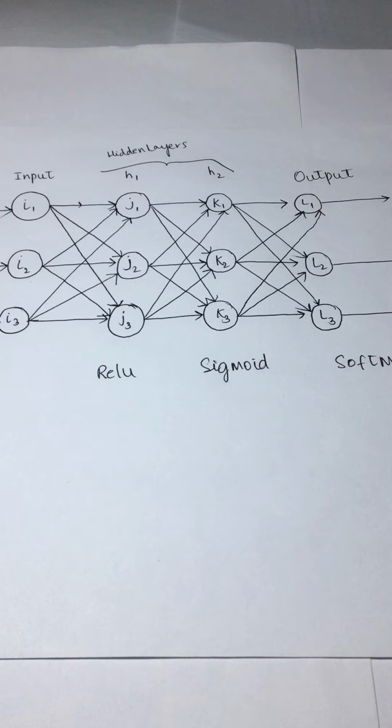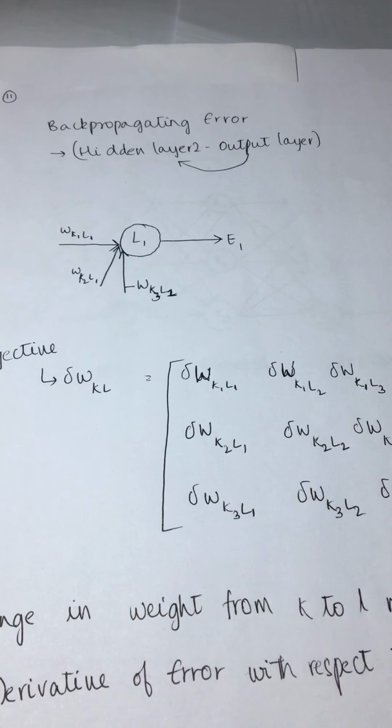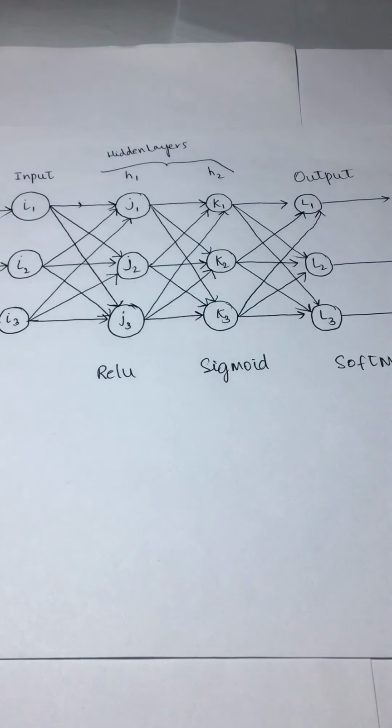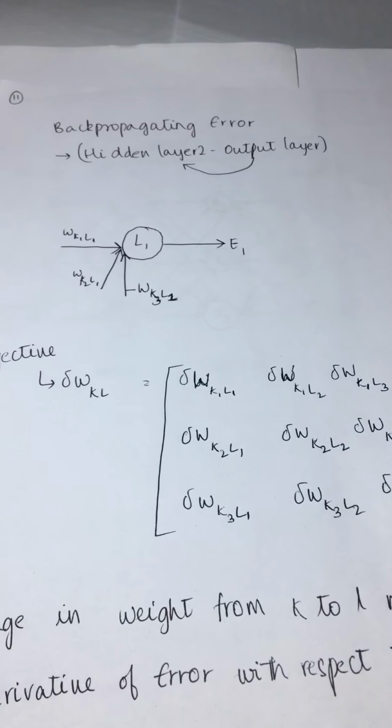We'll continue with the numerical example of the sample neural network which we were calculating. In the previous session, we completed the forward pass for this particular neural network. The next pending thing is the backward pass, or backpropagation.